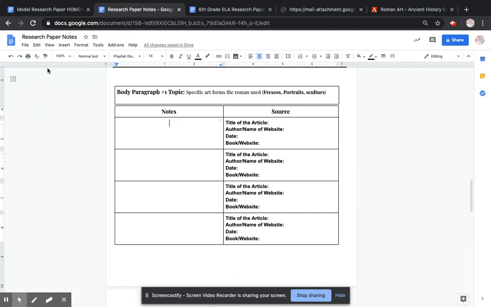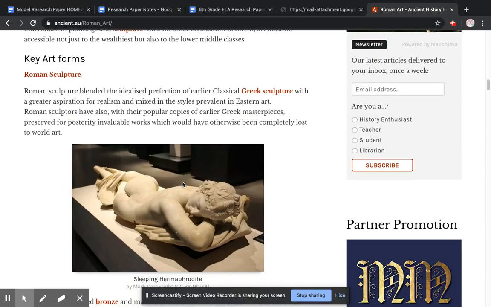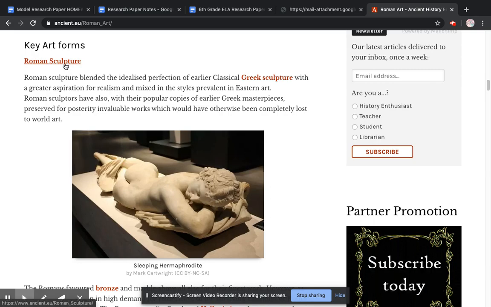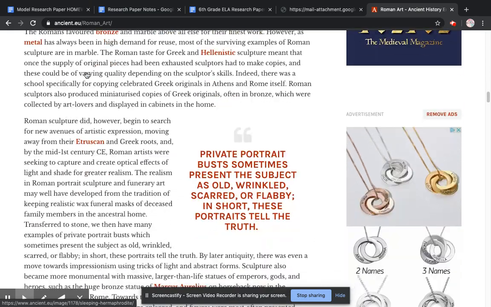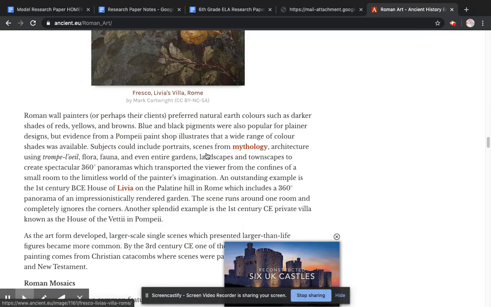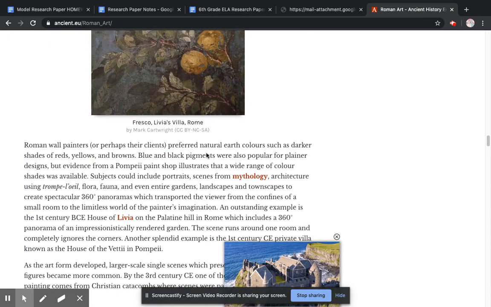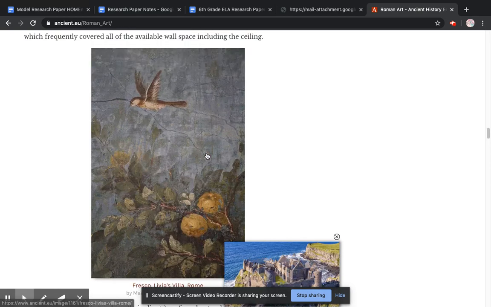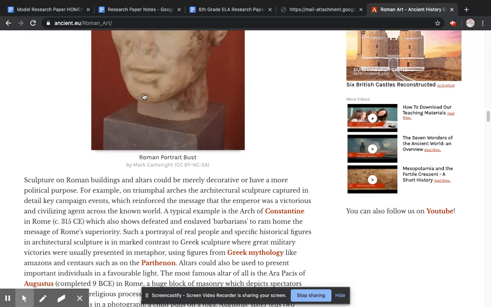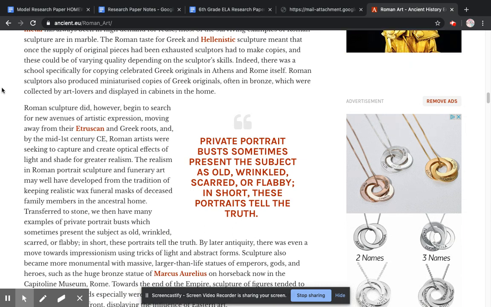Okay, guys. So I read this article, and it's a pretty good article. It has the key art forms of Roman sculpture that I wanted, and it has a link here to another website that I can use. And it has information about the Roman wall paintings, which were the frescoes. The one thing I couldn't find were the portraits. I wanted specific information on portraits, but I decided, well, I will get some information about the Roman sculptures and the Roman frescoes.